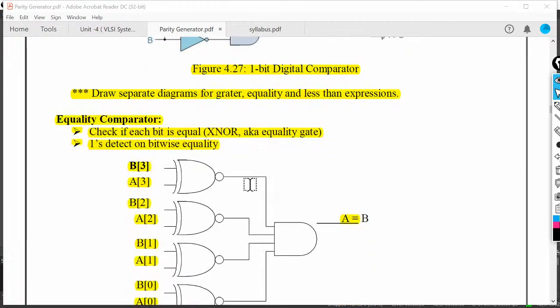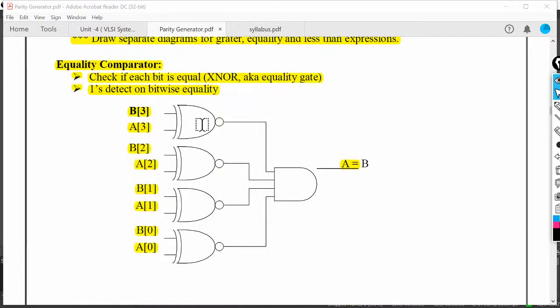Okay, so there are some more types of comparator also. One of them is the equality comparator. What is the purpose of using an equality comparator? An equality comparator is a circuit that is only responsible for checking whether the input numbers are similar or not. If the input numbers are equal, only then does it provide the output.